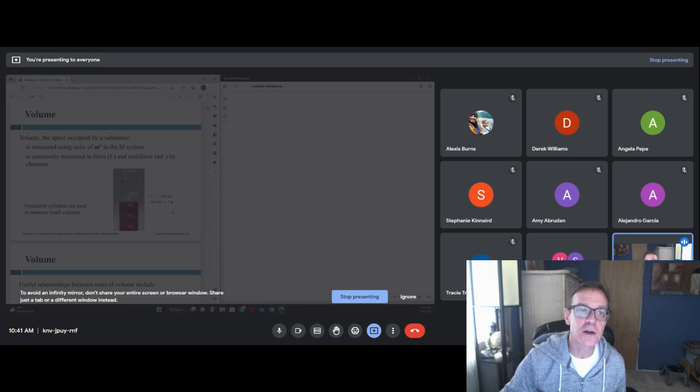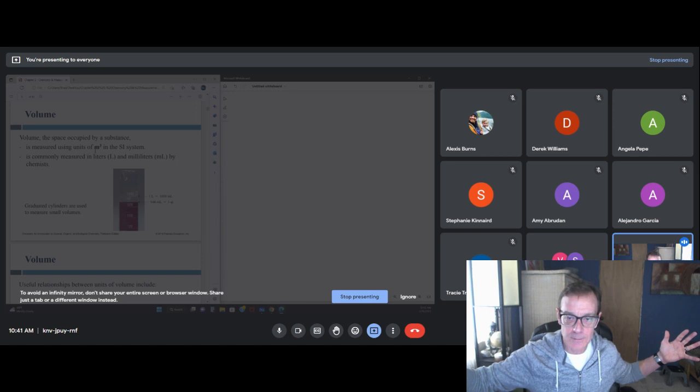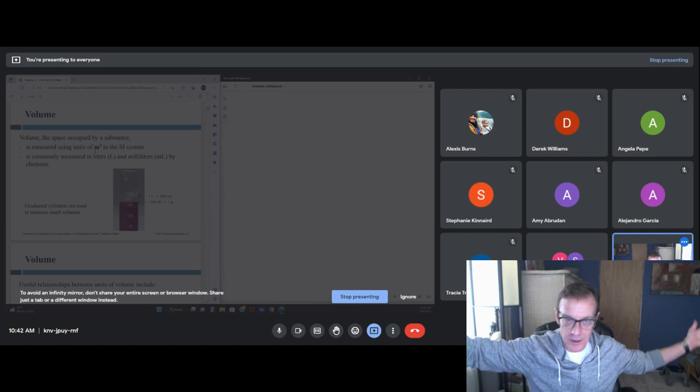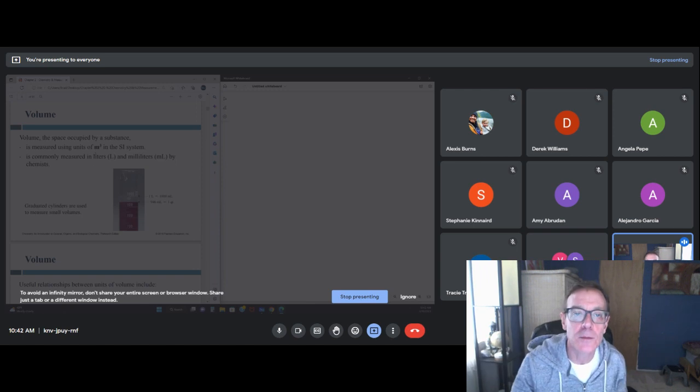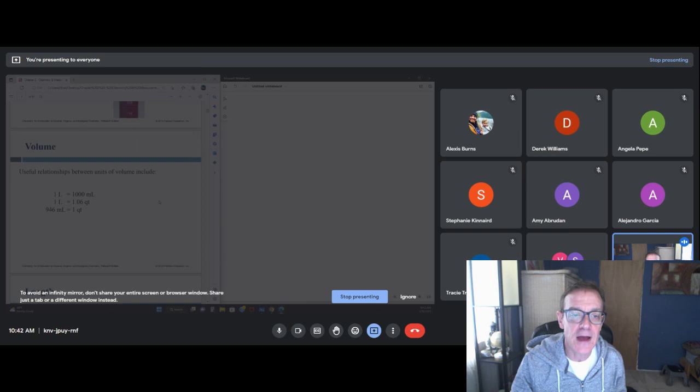Okay, so let's look at volume. In the SI unit, a cubic meter, that's pretty darn big. If you think about how large a meter is, that's pretty big. You probably couldn't lift a cubic meter of water. And a milliliter is much smaller than that, a thousandth of that, as a matter of fact.